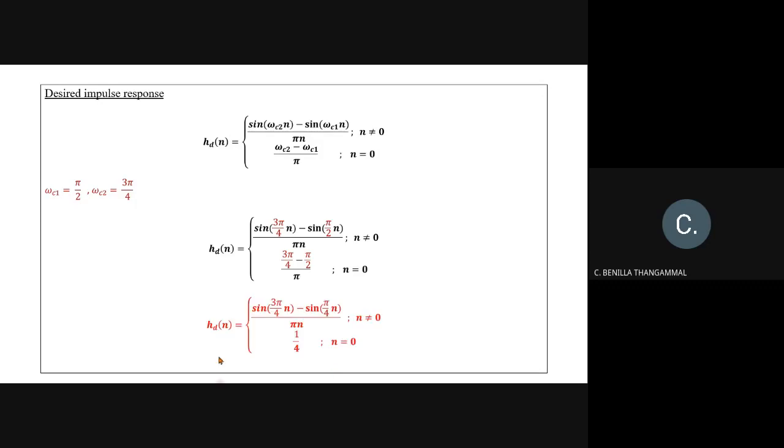Now substitute your omega c1 and omega c2 values here. After substituting the values, your Hd of n is equal to sine 3 pi n by 4 minus sine pi n by 4, divided by pi n, for n not equal to 0, and 1 by 4 for n equal to 0.